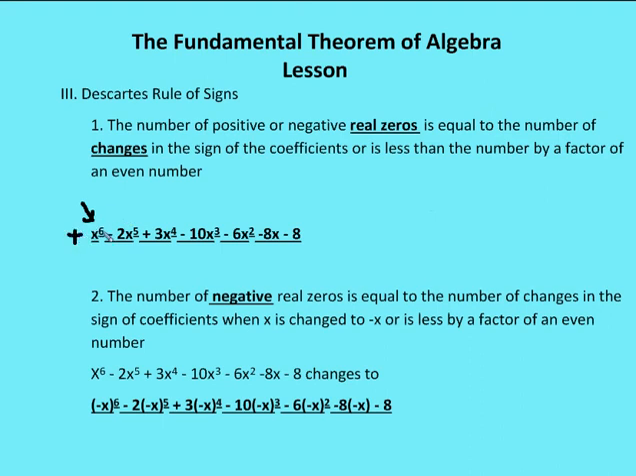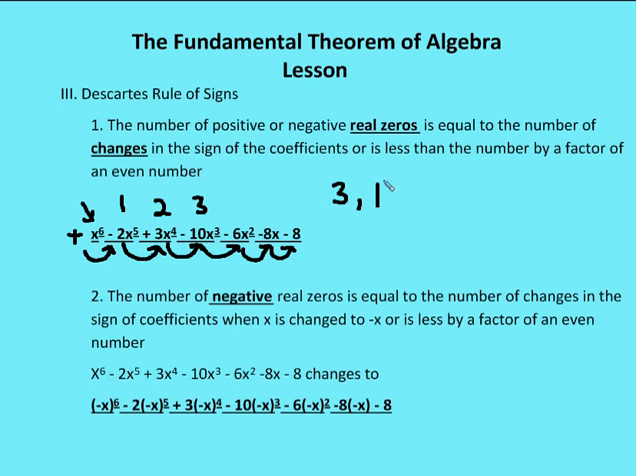Okay, so first I have a plus x to the 6th. Then I have minus 2x to the 5th. That's change number 1. Then I have plus 3x to the 4th. That's change number 2. Then I have minus 10x to the 3rd. That's change number 3. Now I have a minus again, minus 8x, and minus 8. So I have 3 changes in signs. So I can have 3, or I can have 1 positive real root.